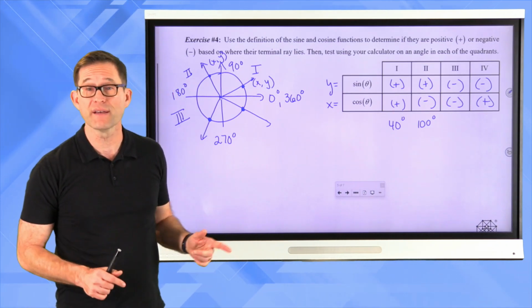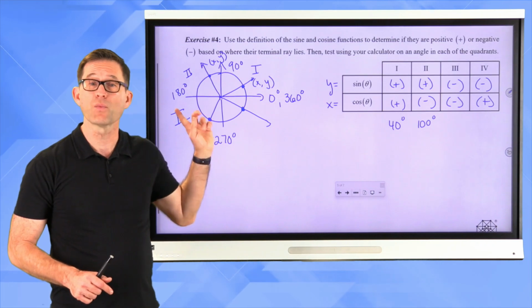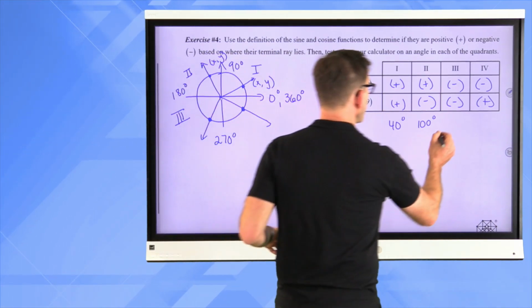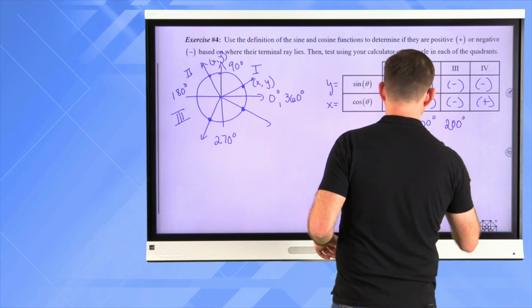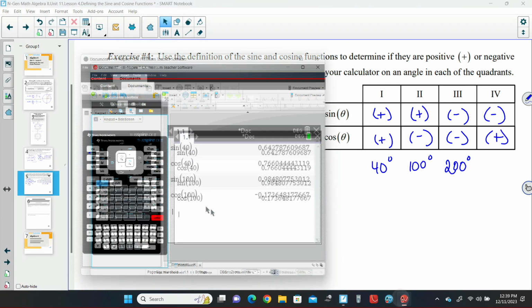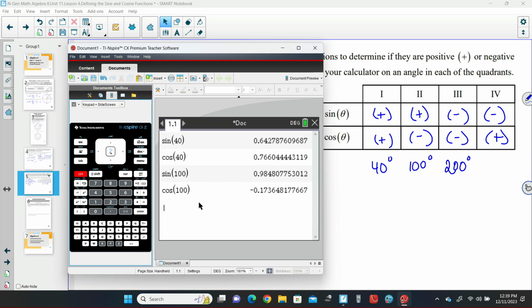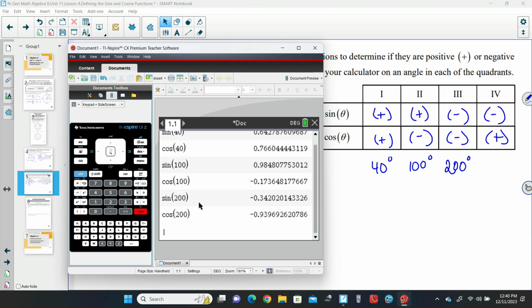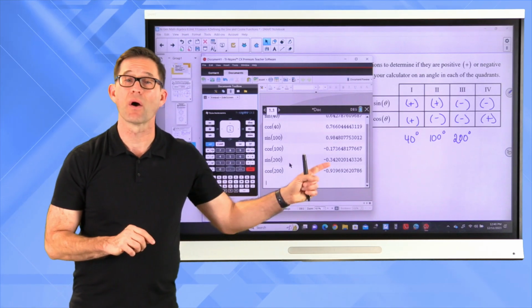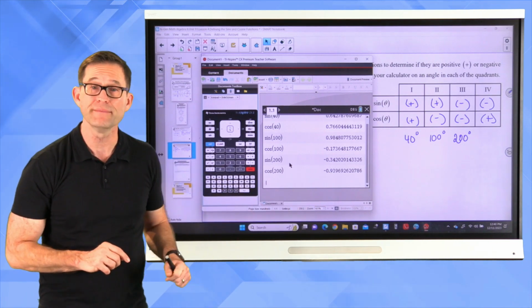Now again, if you wanted to test these real quick, in the third quadrant I would just want an angle between 180 and 270. 200 would work great. So let's do sine of 200. Sine's negative. Let's do cosine of 200, and cosine's negative. And again, notice those two numbers are between -1 and 1.